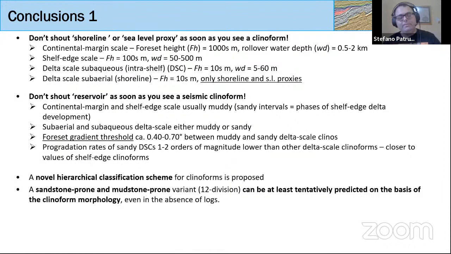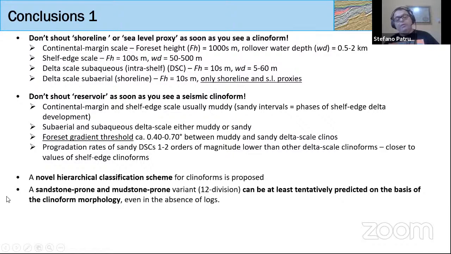It's got foreset heights of tens of meters, water depth 5 to 60 meters. And finally, shoreline clinoforms, they are the only ones that are true sea level proxy and shoreline. Also, don't shout reservoir as soon as you see a seismic clinoform, because there are a lot of visible clinoforms that are completely muddy. And in particular, when you look at the subaqueous one, there is a foreset gradient threshold of 0.4 to 0.7 degrees of the foreset between the muddy and the sandy systems.